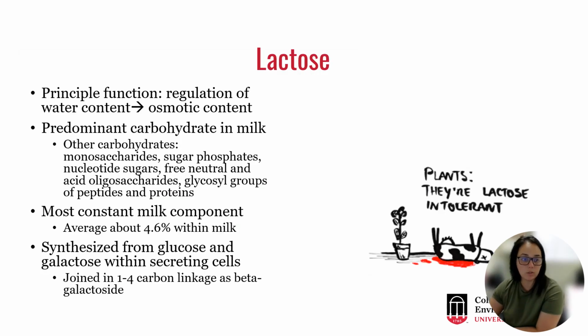So, lactose. One thing we all know and love in milk. So lactose, its principal function is for the regulation of water content, which helps with the osmotic content in milk. And so it is the predominant carbohydrate in milk. Some other carbohydrates that we tend to see in milk are monosaccharides, sugar phosphates, nucleotide sugars, free neutral and acid oligosaccharides, some peptides and proteins, and other things like that.